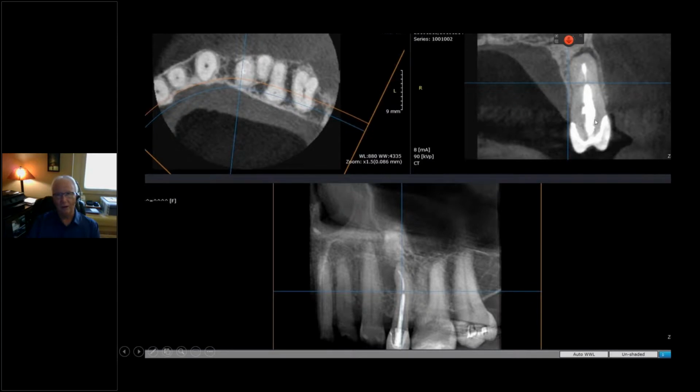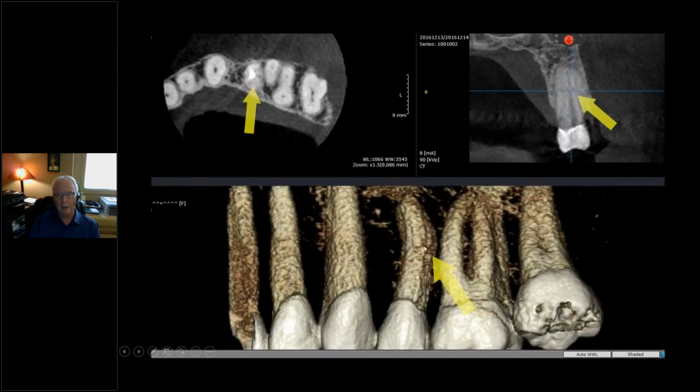So we did some more imaging. You can see that through the coronal section, there's a horizontal fracture here as well. I did some 3D color rendering, which wasn't real pretty, but it did show the fracture through the tooth in the exact region that we see it on the thin slice grayscale view.